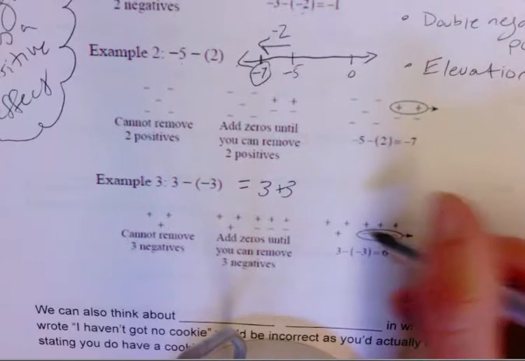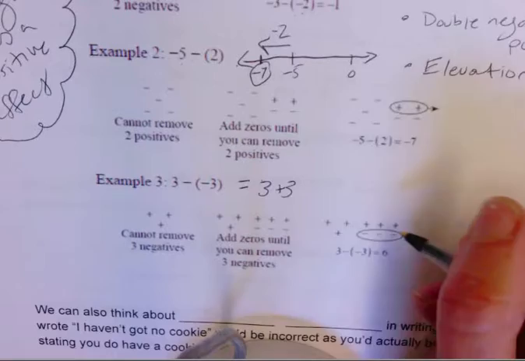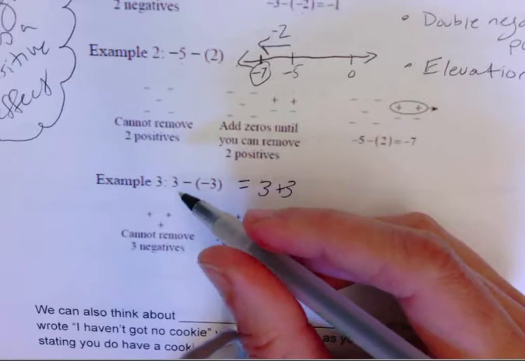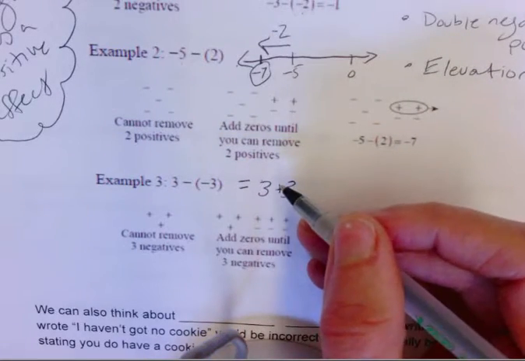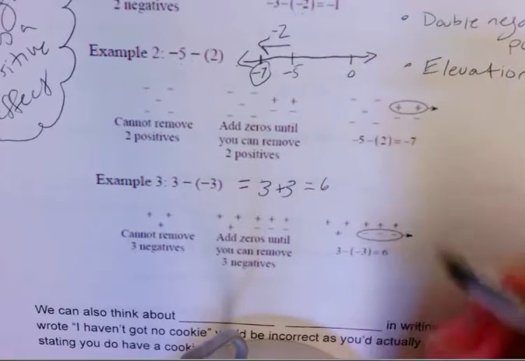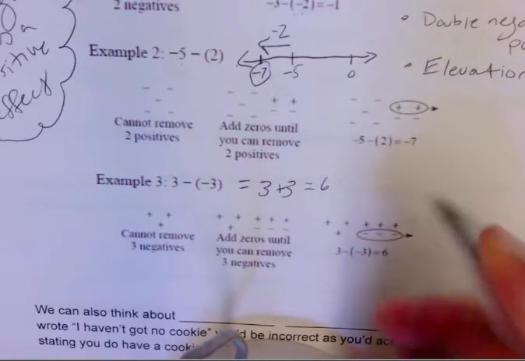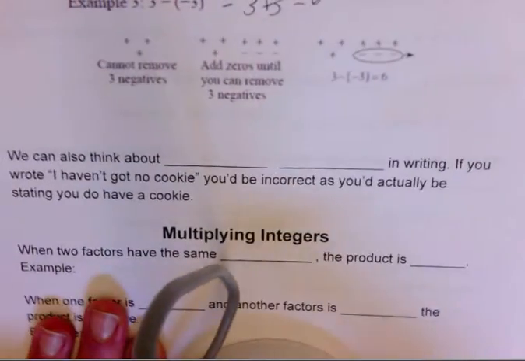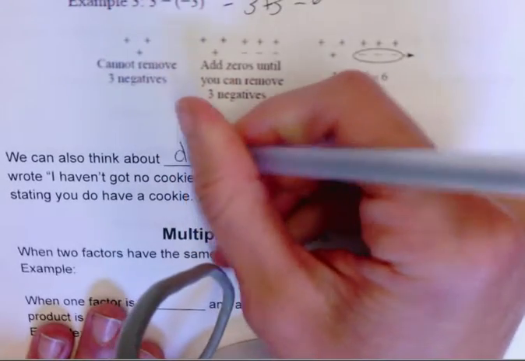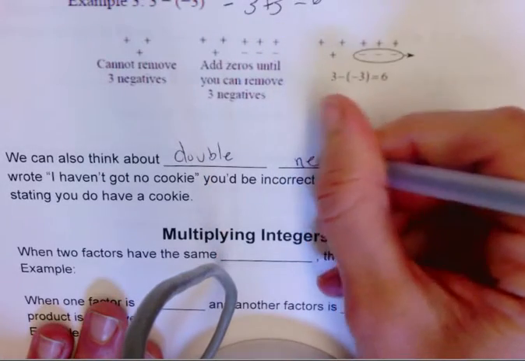It's not quite as clear of a visual of the situation, but it is okay to remind yourself taking away negatives is like adding a positive, so I'm just going to rewrite the problem to think about it. All right, and then finally, we can also think about double negatives in writing, and I think I referred to this up above, so in writing or speaking.